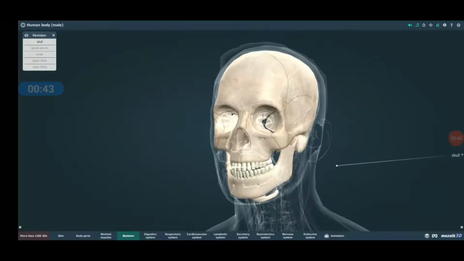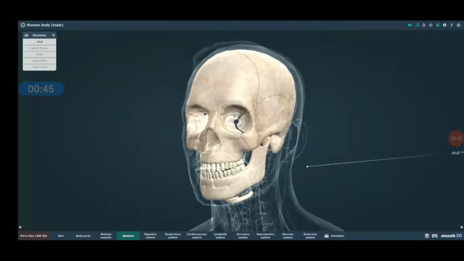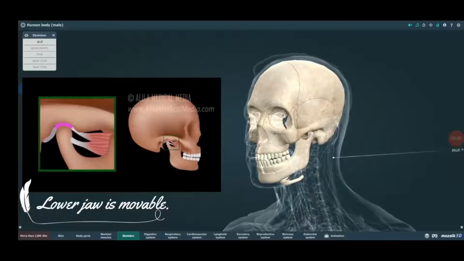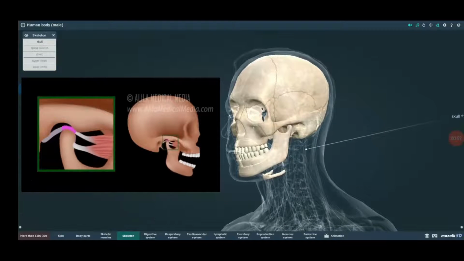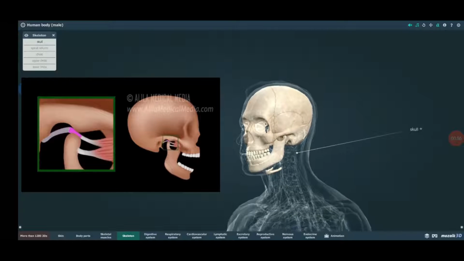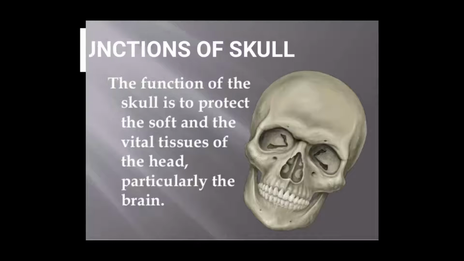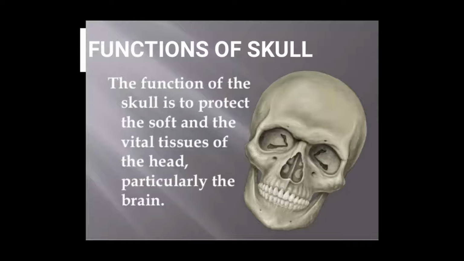All bones of skull are fixed and immovable except the lower jaw. The lower jaw is joined to the upper jaw. The upper and lower jaws have teeth. The function of the skull is to protect the soft and the vital tissues of the head, particularly the brain.